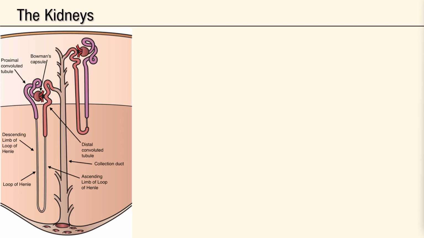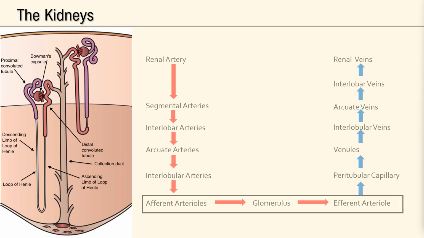Well, remember how we just discussed the renal artery? Well, the renal artery divides when it enters the hilum of the kidney. It divides into anterior and posterior branches called segmental arteries, which in turn divide through into interlobar arteries, arcuate arteries, and eventually into afferent arterioles.